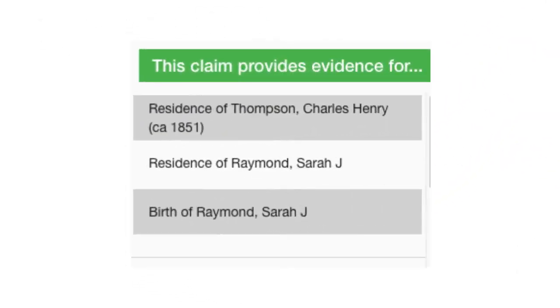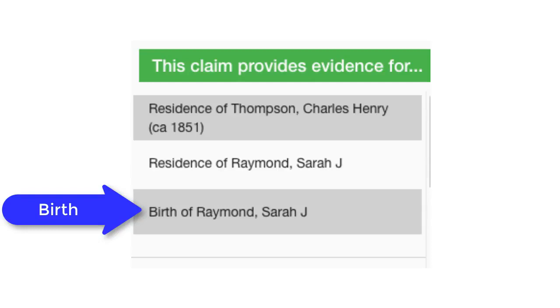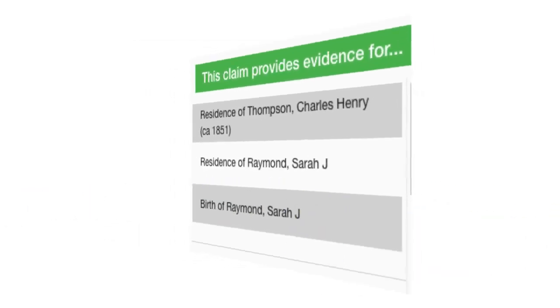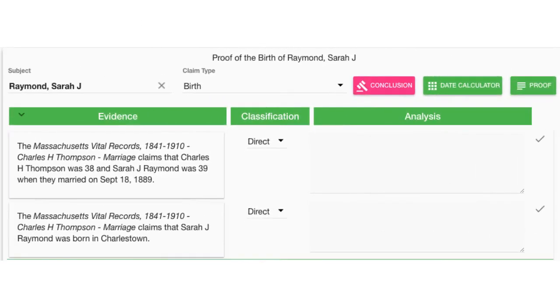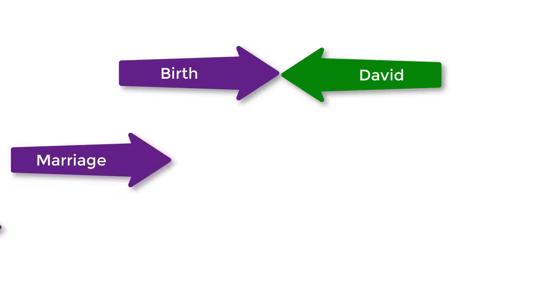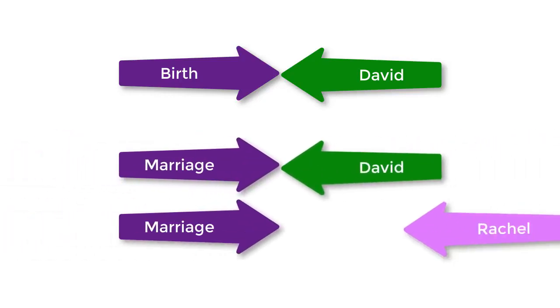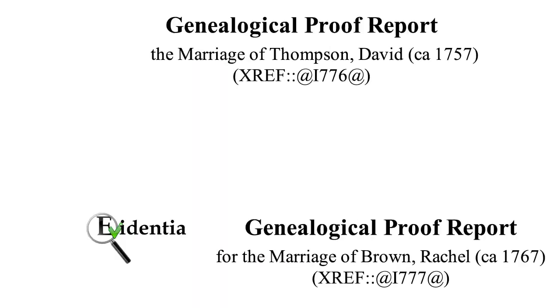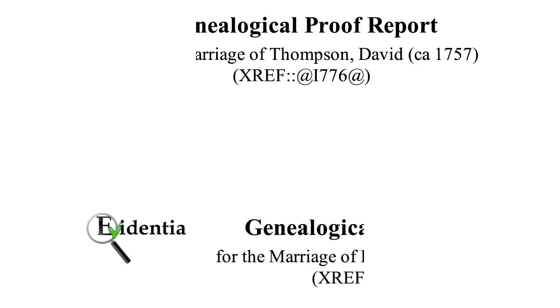If you've seen our previous video on tagging claims, you know the importance of claim tagging to the Evidentia workflow. If not, we encourage you to watch our tutorial Tagging Claims. In Evidentia 2, every claim type was applied to a single person. If a claim type such as marriage involved two people, you had to tag it twice. And each proof was handled separately, even though the analysis was probably identical.